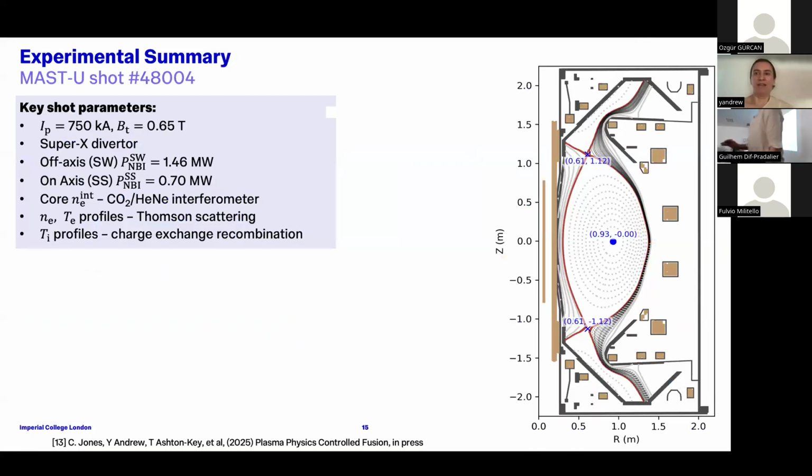Okay, so we ran an experiment on MAST-U, and these are some of the experimental parameters. It's key to note that we use the Super-X divertor configuration. So you can see here that the strike point is far away from the confined plasma and from the magnetic null.